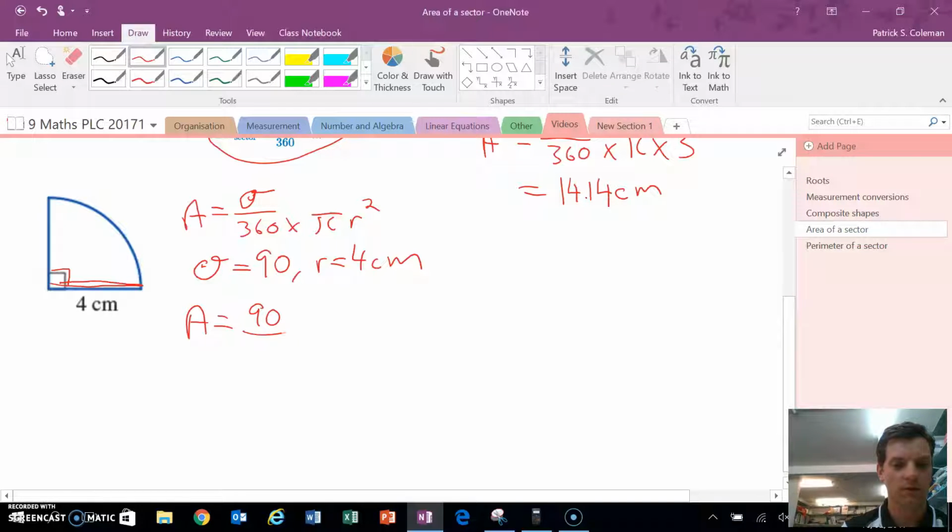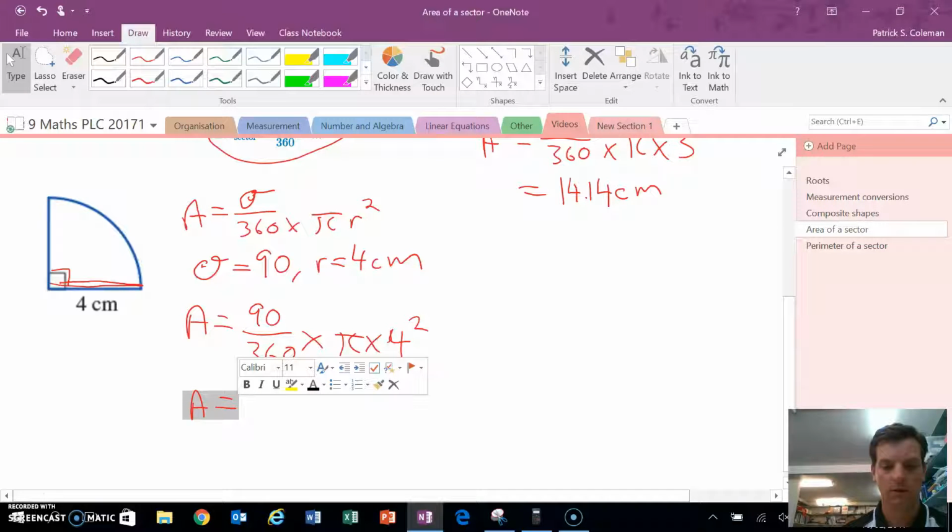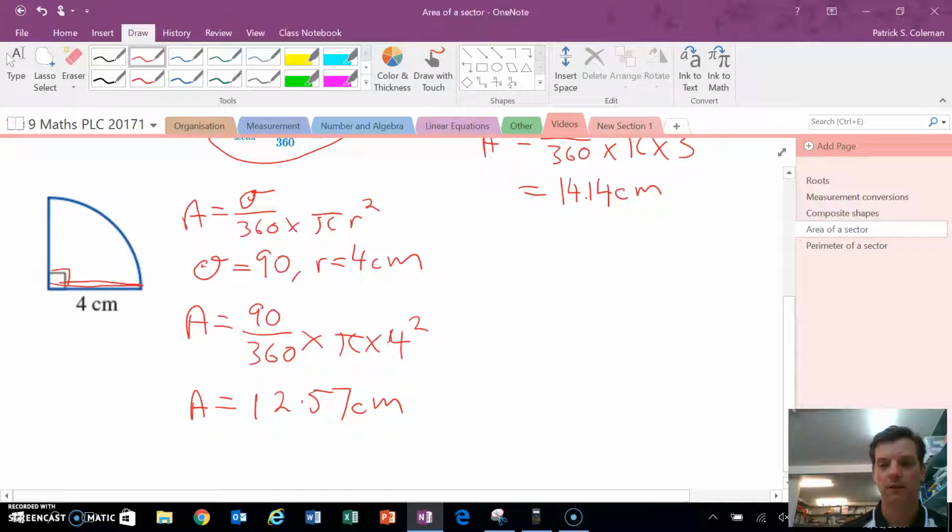So the value theta of 90 over 360, times pi, times r, which in this case is 4 squared, and we end up with a value of, I'll just quickly do it on my calculator here, we end up with a value of 12.57 centimeters. Now hopefully you picked up on my mistake straight away here. Because we're talking about area, remember it's going to be centimeters squared.